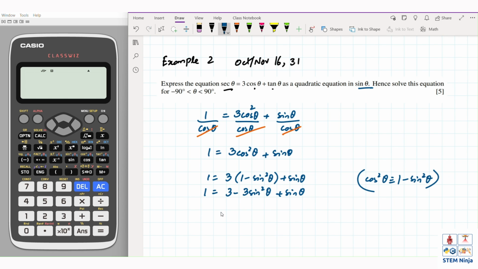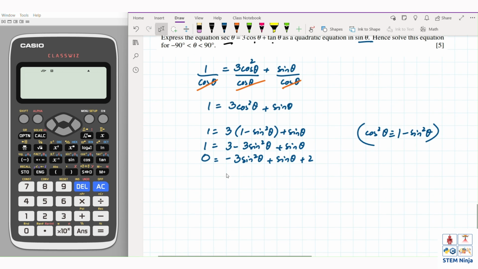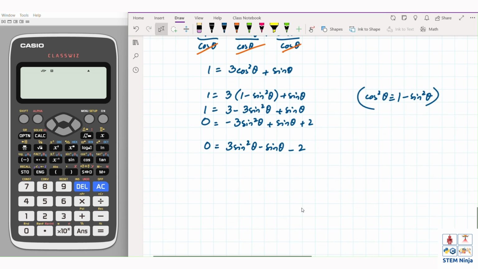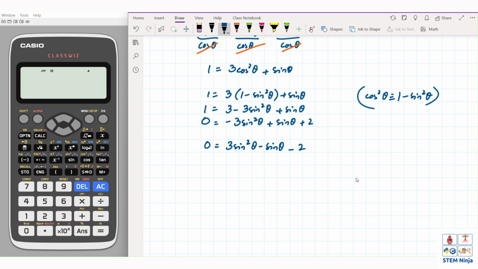And we further simplify this by taking everything on one side. So minus 3 sine squared theta plus sine theta, and 3 minus 1, 2. What we can further do is change the signs because the other side is 0. So 3 sine squared theta minus sine theta minus 2. Now we just need to factorize it. Let's hope it can be factorized easily.